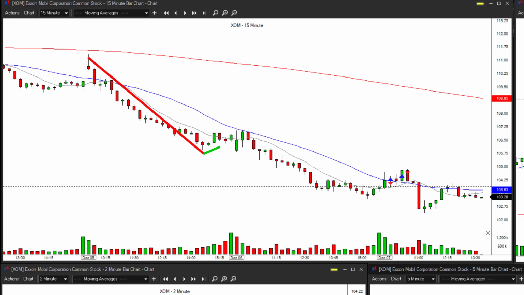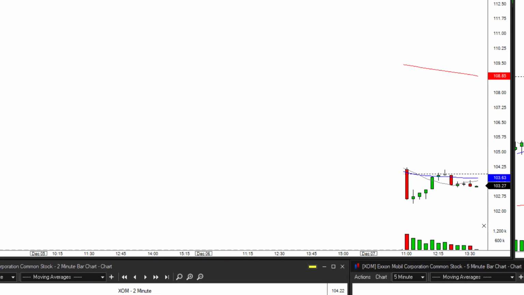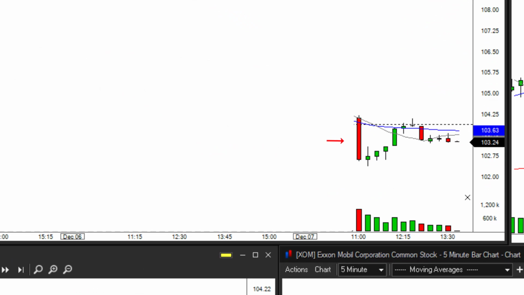Looking at this chart, I can see XOM has been on a downtrend for the past 3 days. And around 11, we get this big red bar. Now, at the correct location, in the start of a trend, a solid red bar like this statistically has a high follow-through rate. However, in this case, after a multi-day run, this could indicate exhaustion, a potential bottom, at least temporarily. How can I tell?